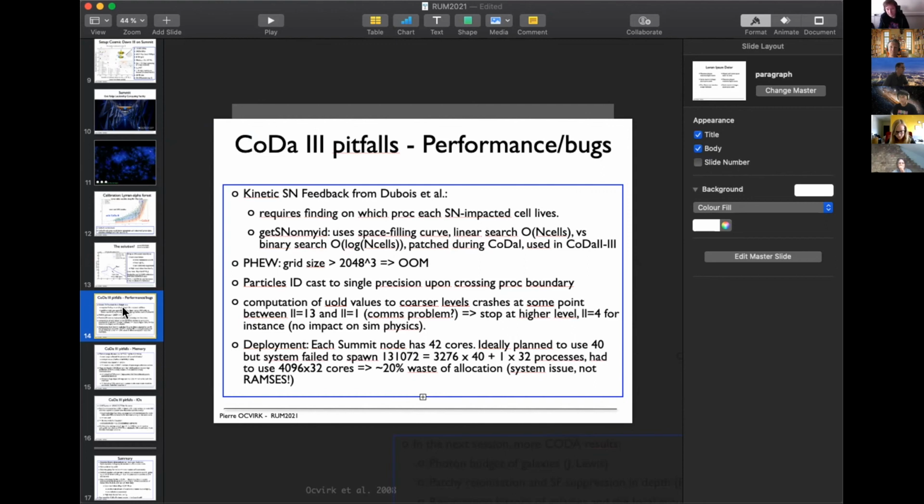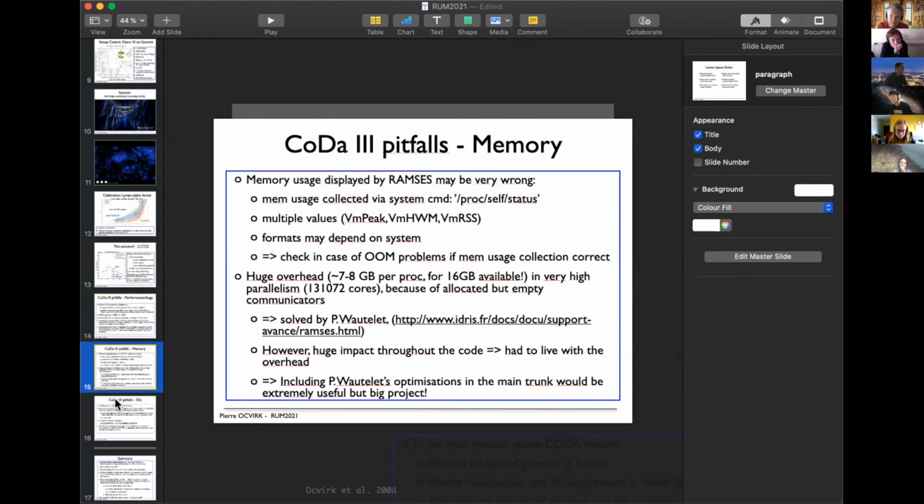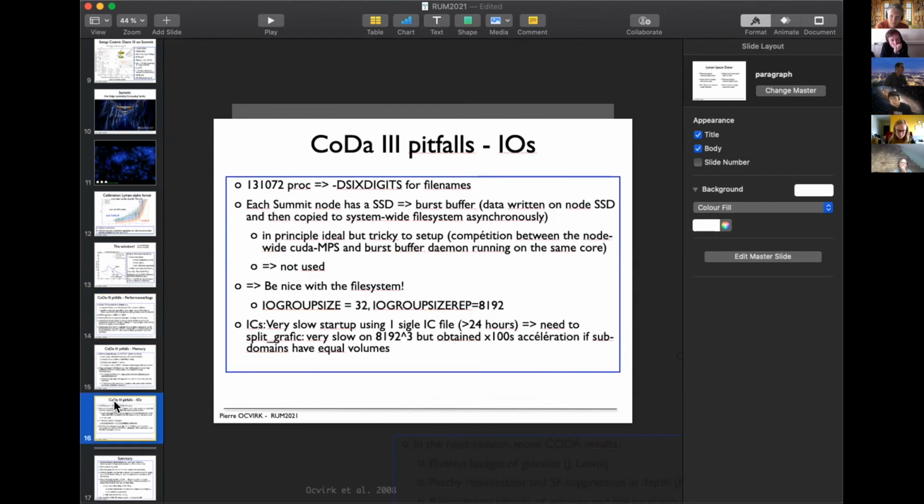Any other question? Yuki, yes. Hi Pierre, thanks for the talk. Can you remind us of these file output parameters, IO group? Oh yes, that one. What do they do?